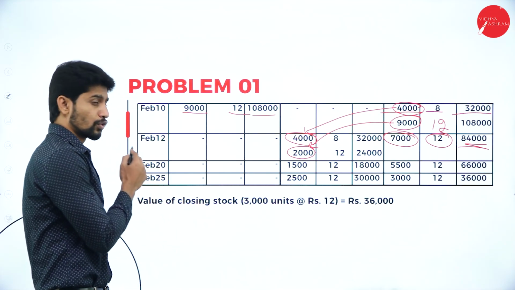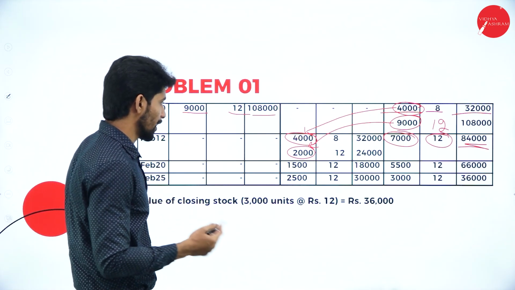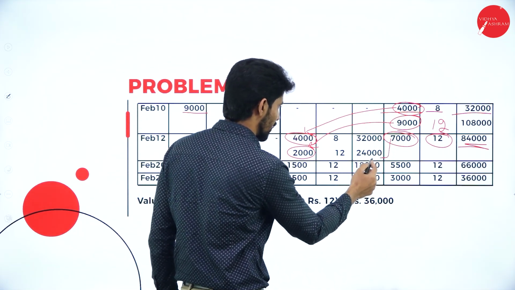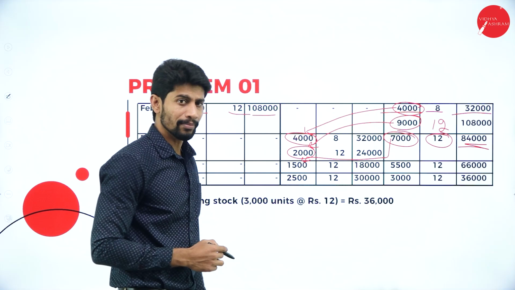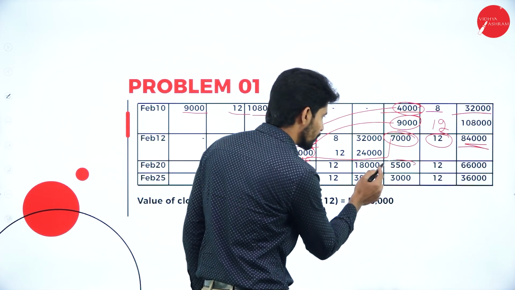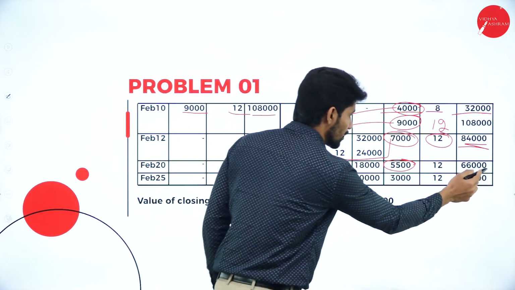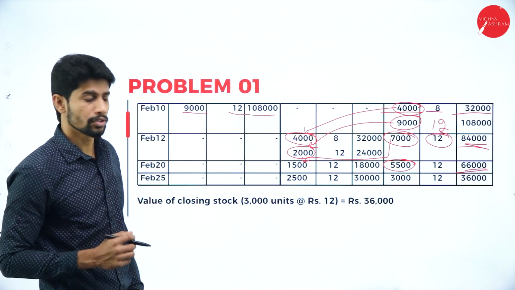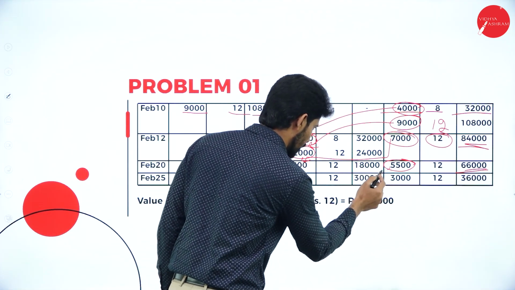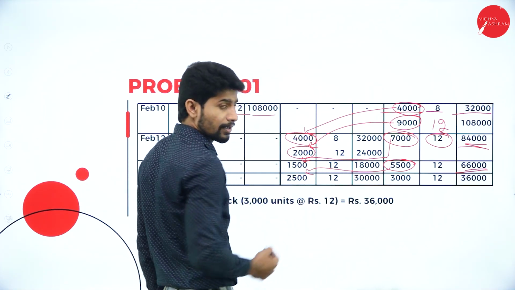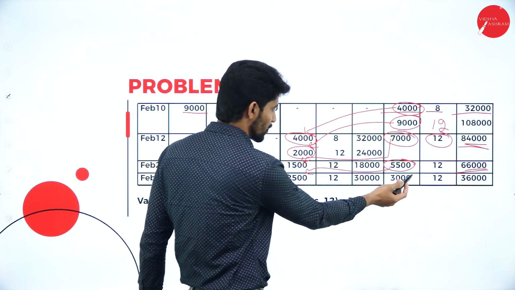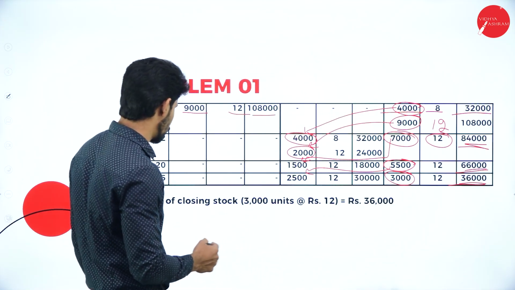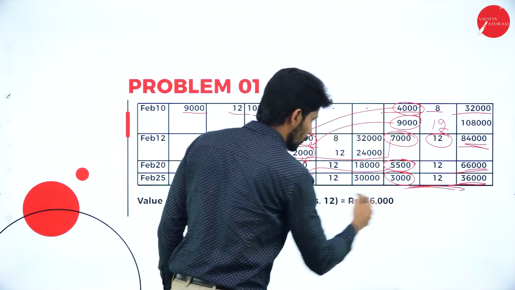Next one, 20th Feb. Again we issued 1,500. So issue 1,500 from this 7,000. You will get balance 5,500. 12 rupees, 66,000. Again on 25th Feb, how much you issued? You issued 2,500. So issue 2,500 from 5,500. Balance you will get 3,000, and the value is 36,000. So for 25th Feb the entry will be closed.